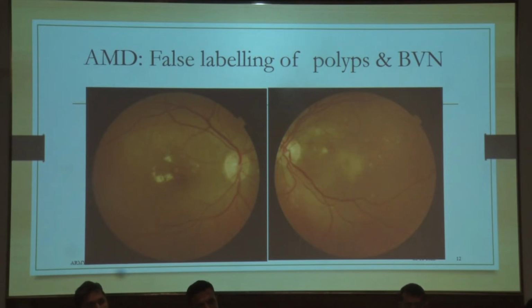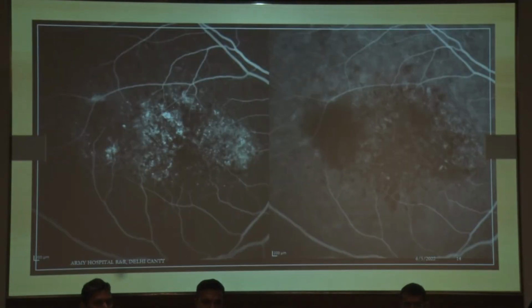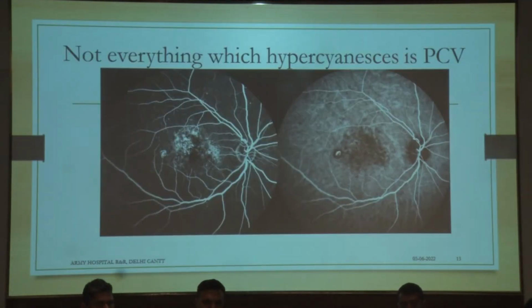Sometimes when you are over-enthusiastic in diagnosing PCV, you can overdiagnose a case of simple AMD as polyps and BVN clinically also. Once you get an OCT done on this, you can see just simple drusen. On FFA you can see multiple hyperfluorescence; these are the drusen. And on the right side, you can't see any polyps and BVNs in ICG. So you can overdiagnose sometimes or underdiagnose. Not everything which is hyperfluorescent is PCV.